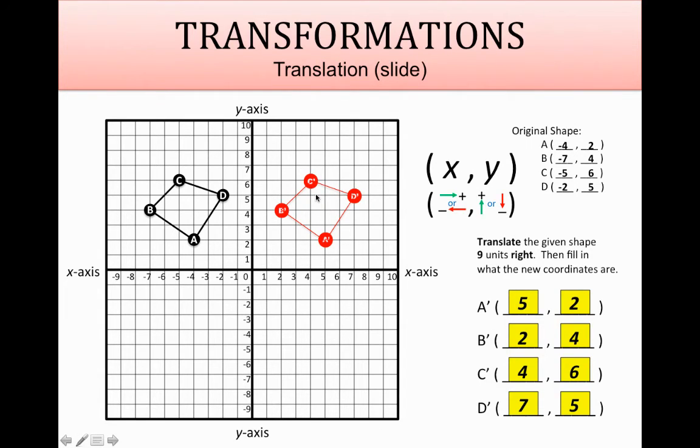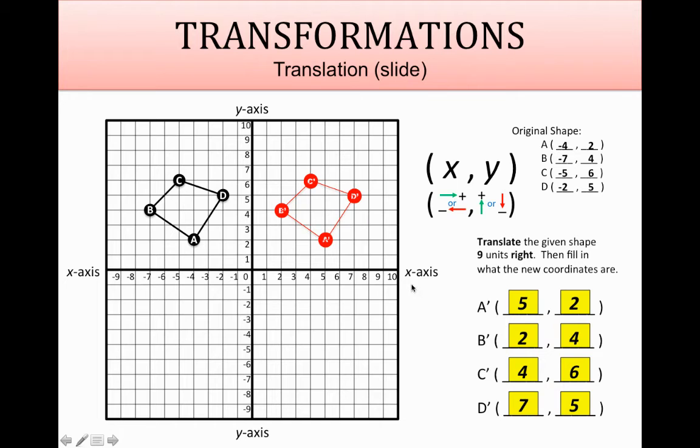Now, something that our students struggled with last year is that they thought it was 9 units in between the two shapes. It's not 9 units in between. You are just moving everything 9 units from where it originally is. So everything is 9 units apart from its original spot.